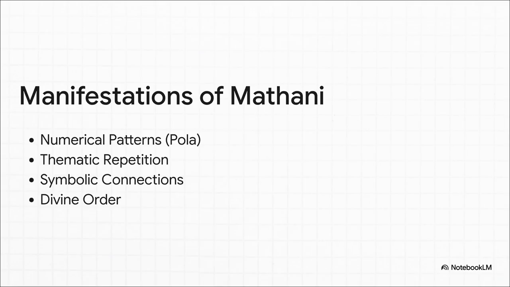So how does this Mathani idea actually show up? Well, the framework says it appears in a few key ways. First, you've got numerical patterns, which it calls pola. Then, of course, there's the repetition of themes and big ideas. It also hunts for symbolic connections between concepts. And the thinking is that all of this together points to a kind of overarching divine order.